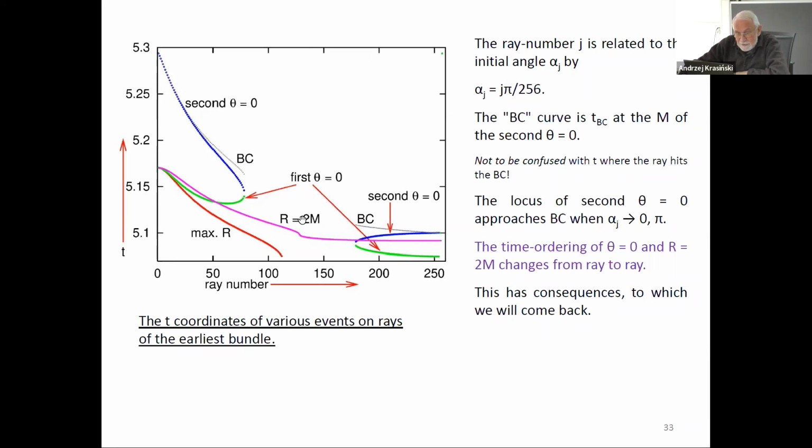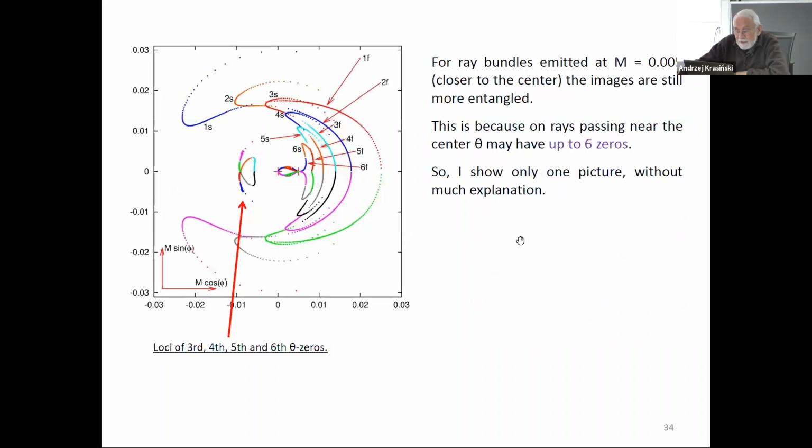Here you can see distinctly that the locus of the second zero of theta approaches the big crunch when the ray direction approaches radial. And you can see that these time orderings change from ray to ray. Here, for instance, the first zero of theta occurs earlier than R equal to M, and on these rays, it occurs later. This has some consequences, and I will tell you what they are in a moment.